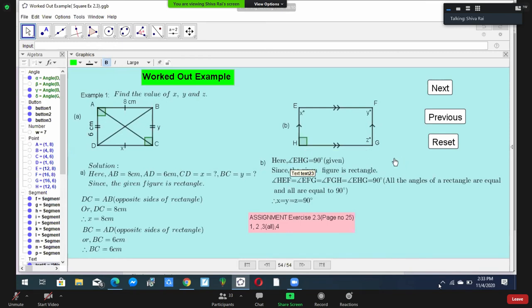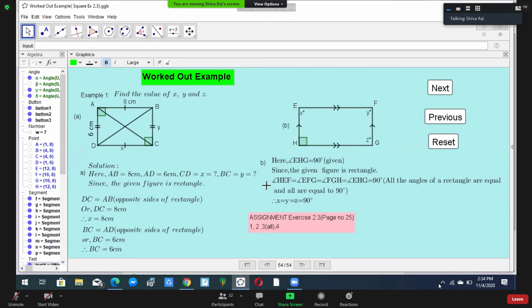Since the given figure is a rectangle. Why? You look, opposite sides are parallel here. One of the angles is 90 degree, then it is a rectangle. This is parallel to this, and FG is parallel to EH. So now what is given? You write here, angle EAF equal to angle EFG equal to angle FGH equal to angle EHG equal to 90 degree. All the angles of a rectangle are equal and all are equal to 90 degree.